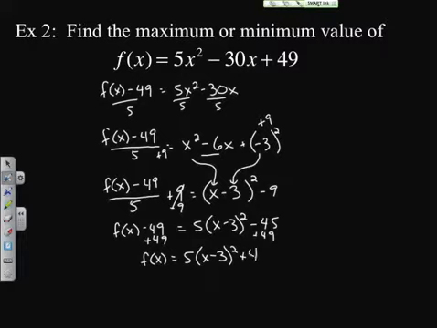Now think about what has happened here to the vertex. The vertex has been moved to the right 3 and up 4. So from 0, 0, it moved to the right 3 and up 4, which means that minimum value there, since a is positive, is going to be the ordered pair 3, 4, which means the very lowest this thing ever gets is y equals 4.